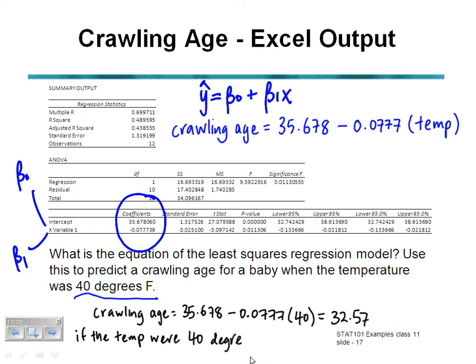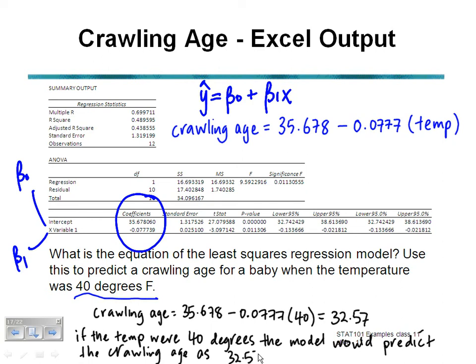So with our least squares regression model, using any value of temperature, we can predict what the appropriate crawling age would be. In this case, temperature of 40 degrees, the model predicts the crawling age 32.57 weeks. Remember not to use the model for prediction far outside the range of the data that we have. Remember, interpolation, not extrapolation.